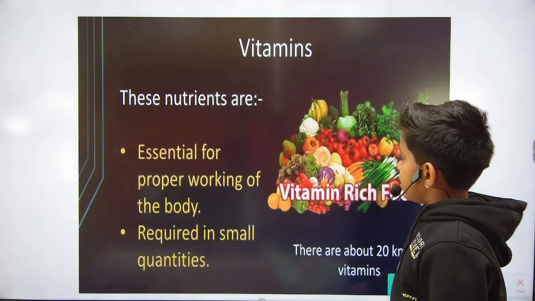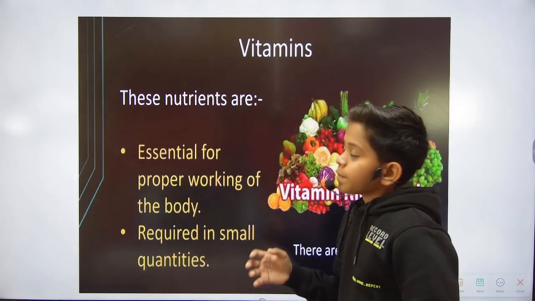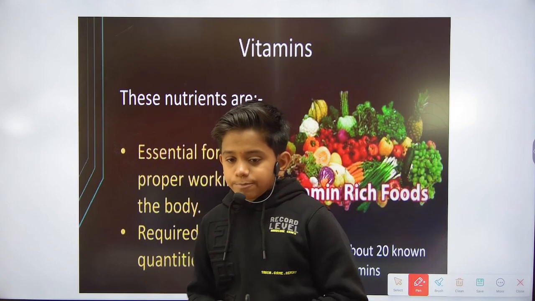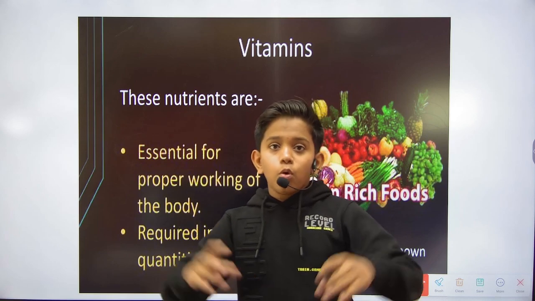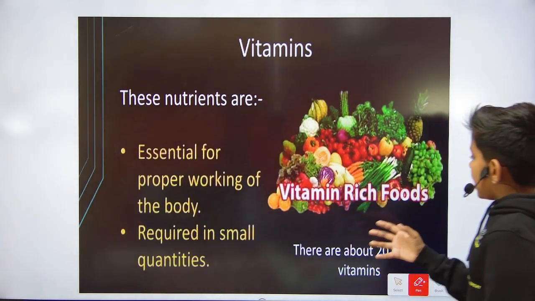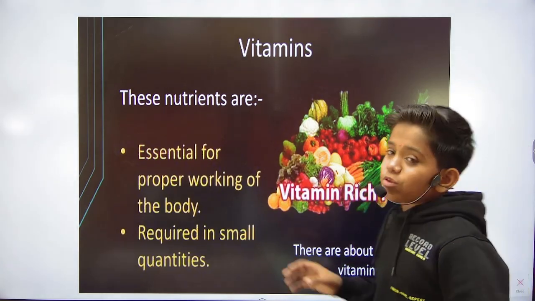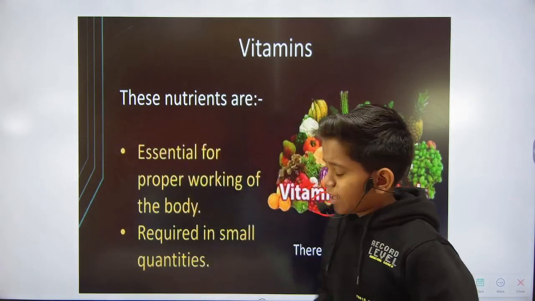Now, vitamins. These nutrients are essential for proper working of the body. Vitamins fight with the diseases and such things, and are required in small quantities. We don't need more vitamins, but in small quantities they are sufficient for our body. Vitamin rich foods, there are about 20 known vitamins. Vitamin A, vitamin B, vitamin C, etcetera are there.